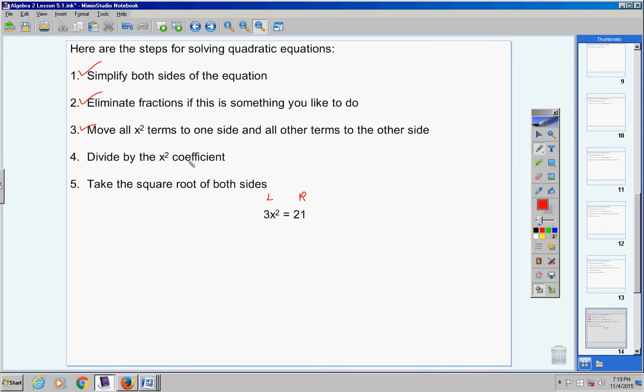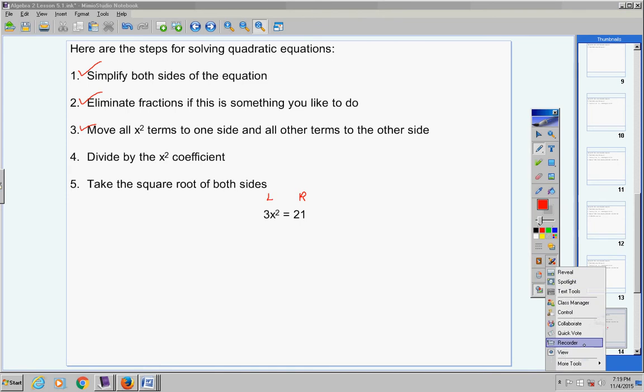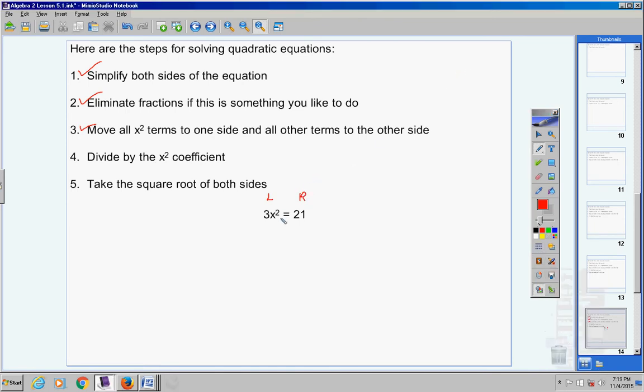Divide by the x squared coefficient. Well, students, look, here's my x squared. What's the coefficient? 3. Remember, the coefficient is always the number that's being multiplied times that variable that we're talking about. Well, in this case, we're talking about the what variable? X squared. So find your x squared term, and there's your coefficient. So divide both sides by your x squared coefficient, and you're left with x squared equals 7.